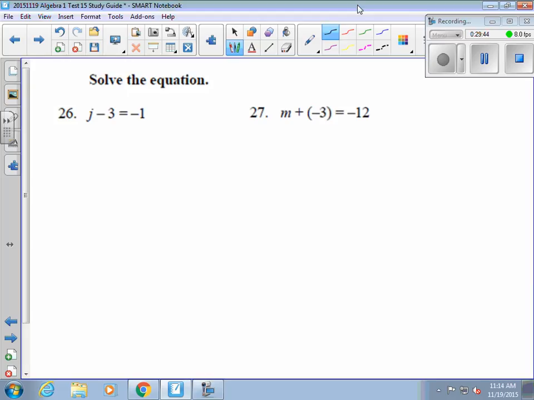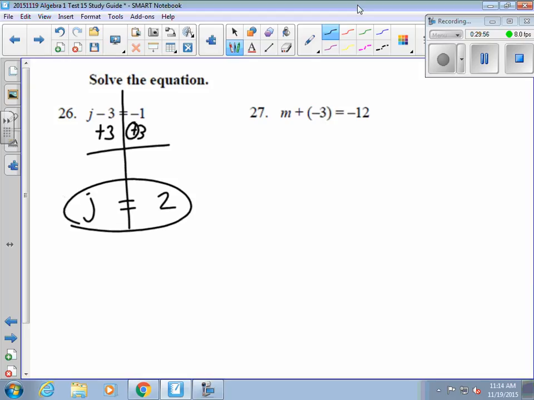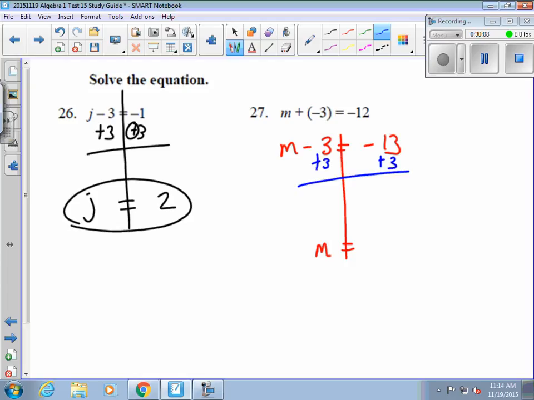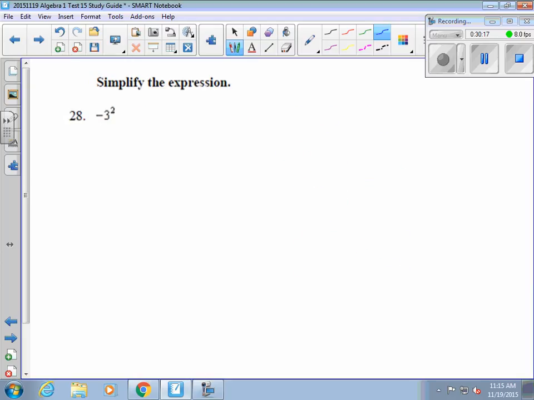26 and 27 tell you to solve these very simple equations. Undo minus 3 by adding it to both sides. Those are opposite signs, though, so you have to subtract them. 3 and 1 gives you 2, and since 3 is the higher absolute value, it's positive 2. This says plus a negative 3. That's the same thing as minus 3. So now you've got something that says m minus 3. You know how to undo that. You add 3 to both sides. Again, those are opposite signs, so that leaves you with m. Subtract them. 13 and 3 is 10, but this time 13 is the higher absolute value. It's negative, so m is negative 10.